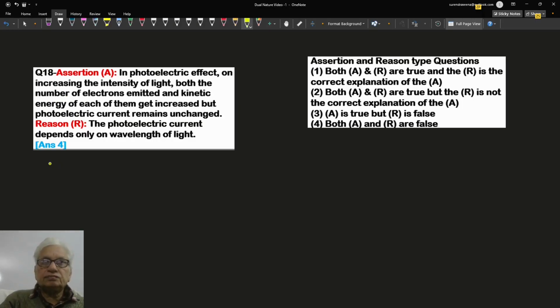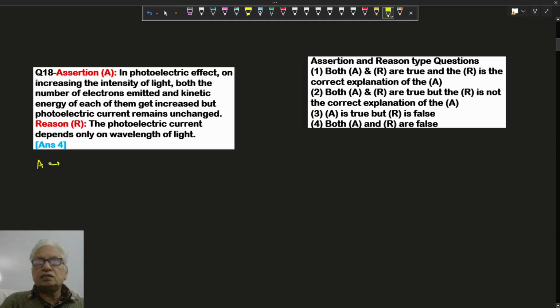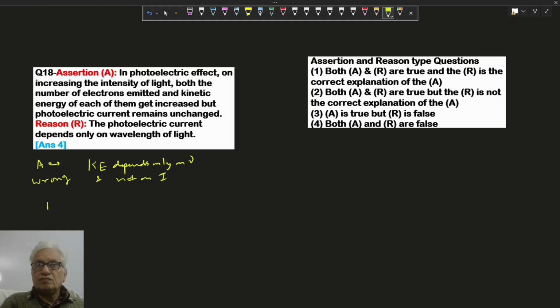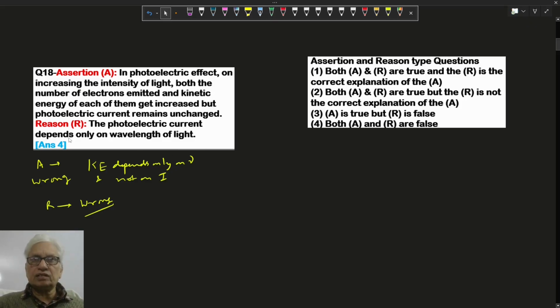Hello, in this question, the assertion: in the photoelectric effect, on increasing the intensity, both the number of electrons emitted and the kinetic energy increase. Electron emission is correct, but kinetic energy depends only on frequency and not on intensity. So the assertion is wrong. As for the reason, photoelectric current depends only on wavelength. Current depends on the number of photons, so on intensity. It means the reason is also wrong, because current depends on intensity, not on wavelength. Both are wrong. Option 4.